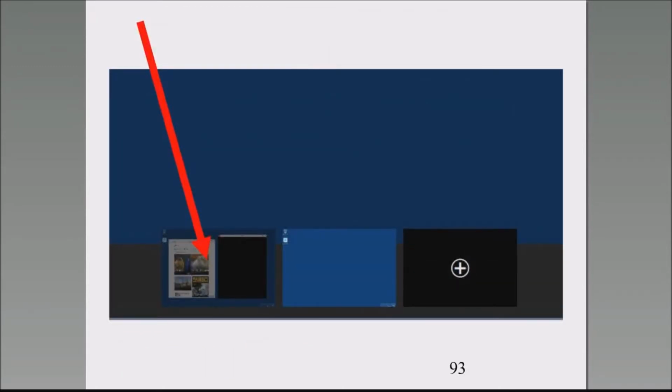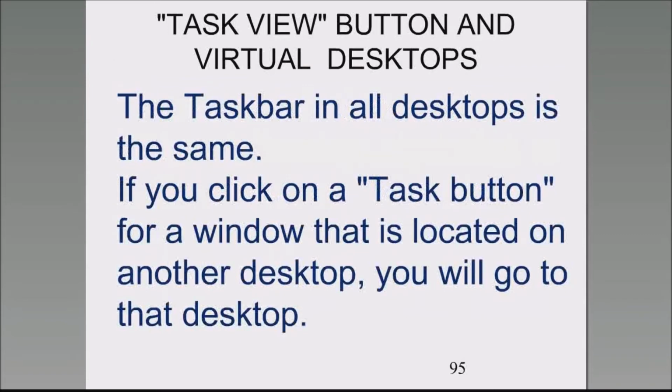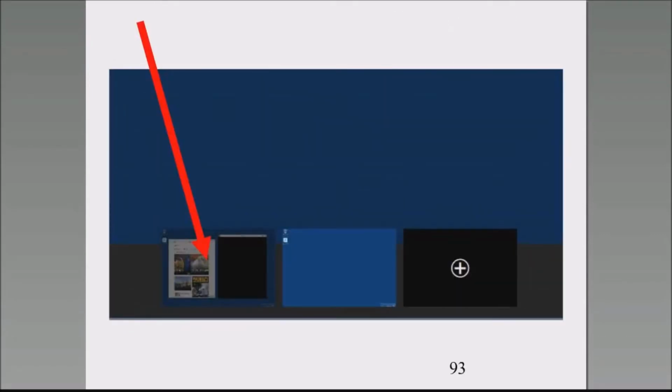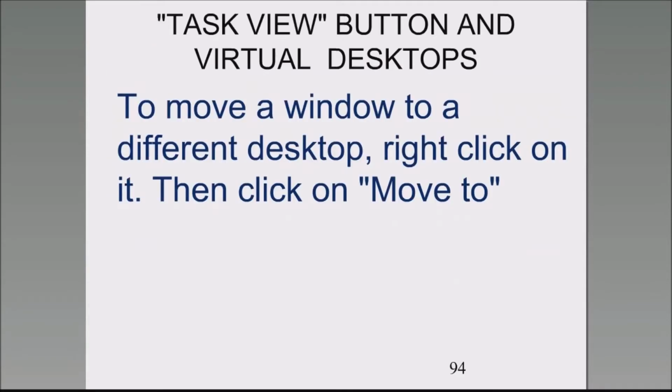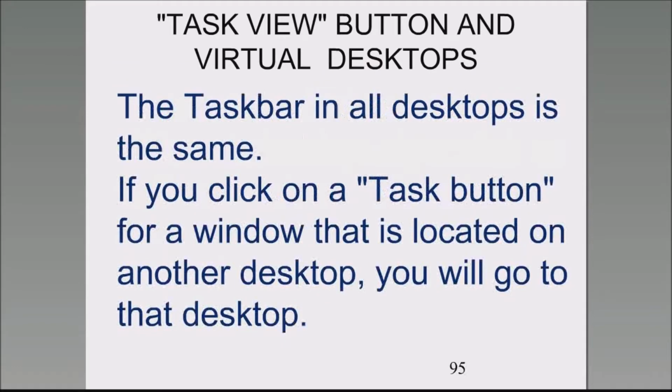If you were then to hover your mouse cursor over the thumbnail of the original desktop, all the original windows of this desktop will show up above the three thumbnails. Then if you were to right click on one of these original windows, you can move one of the original windows on the original desktop to a new virtual desktop. So you can move the windows around between desktops that way.